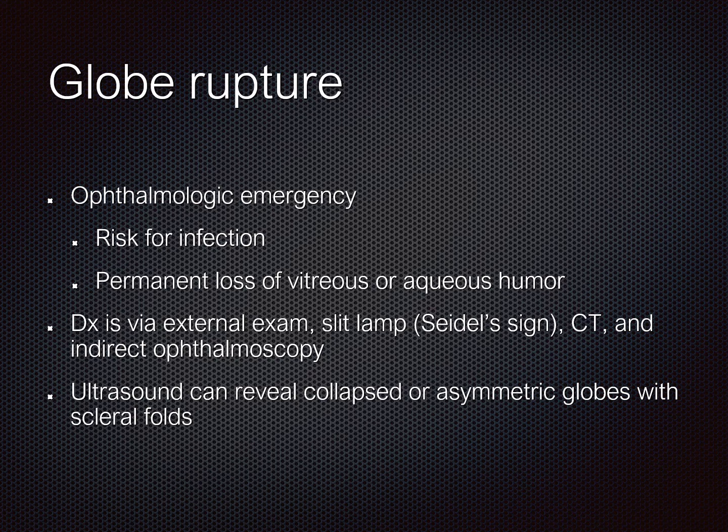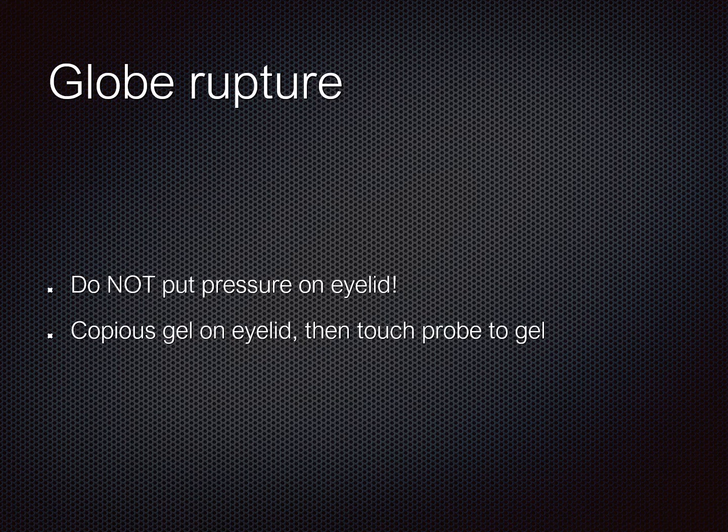A slit lamp exam with fluorescein will reveal something called Seidel's sign, which is fluid leaking out of the eye, and you can see it as a sort of waterfall effect in the fluorescein. You may also be able to make the diagnosis on CT or fundoscopy. Ultrasound, which again you shouldn't be doing intentionally, but does have some findings.